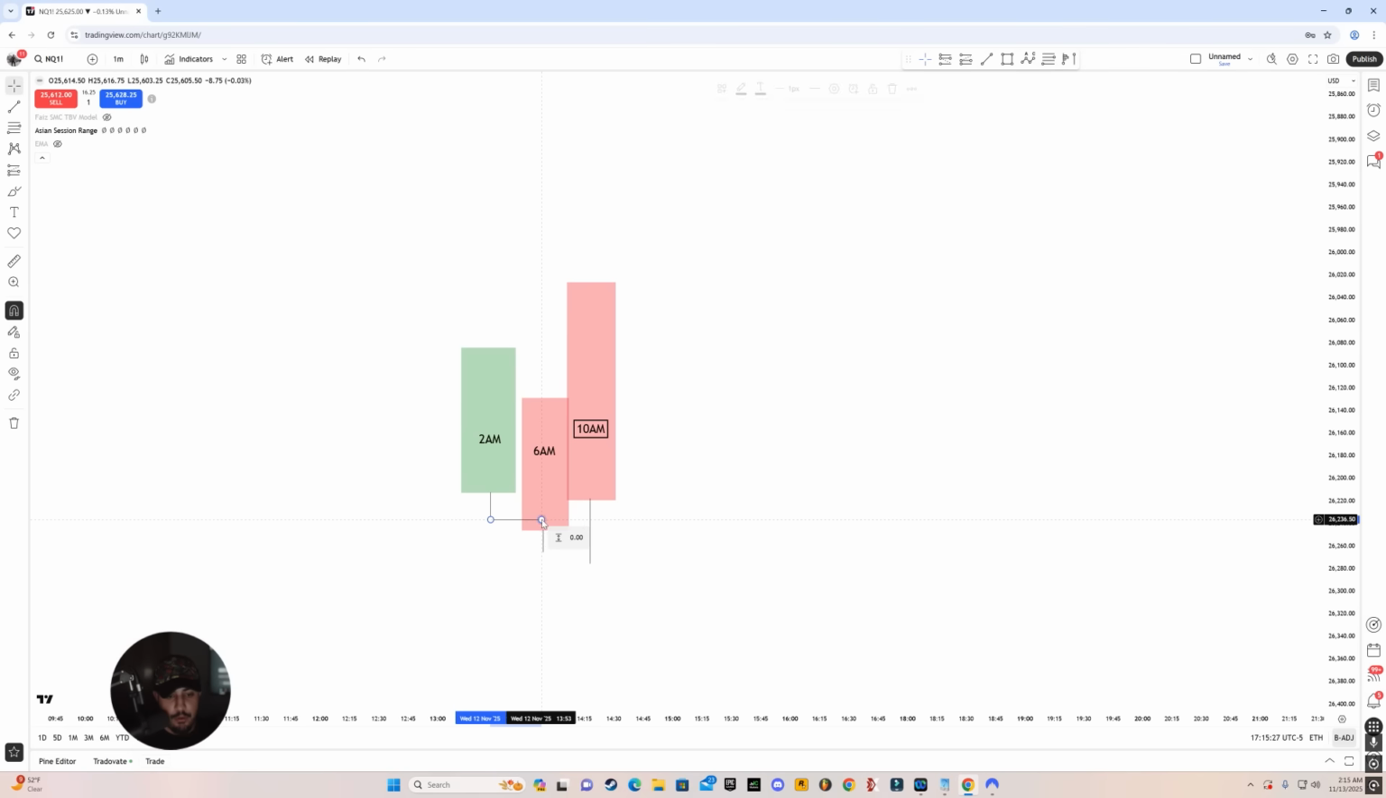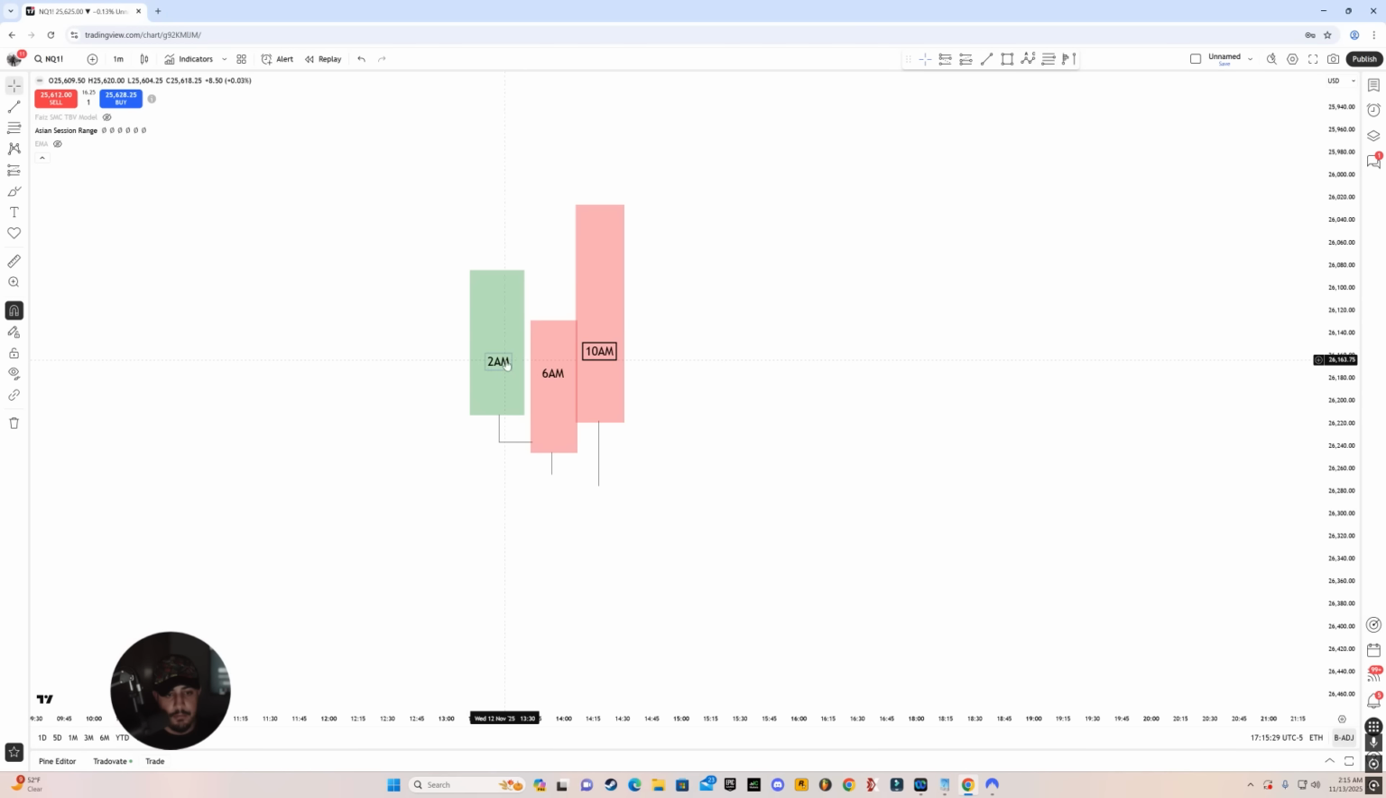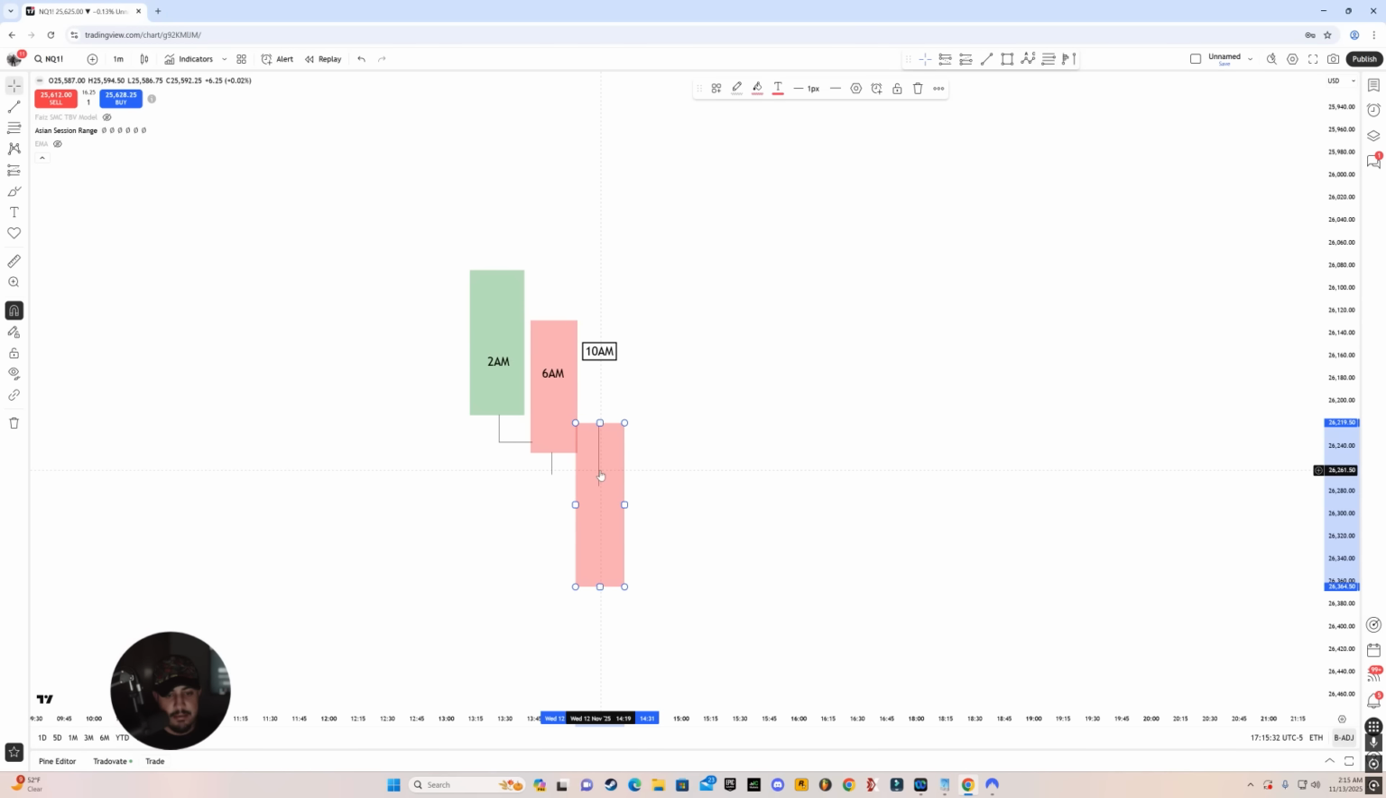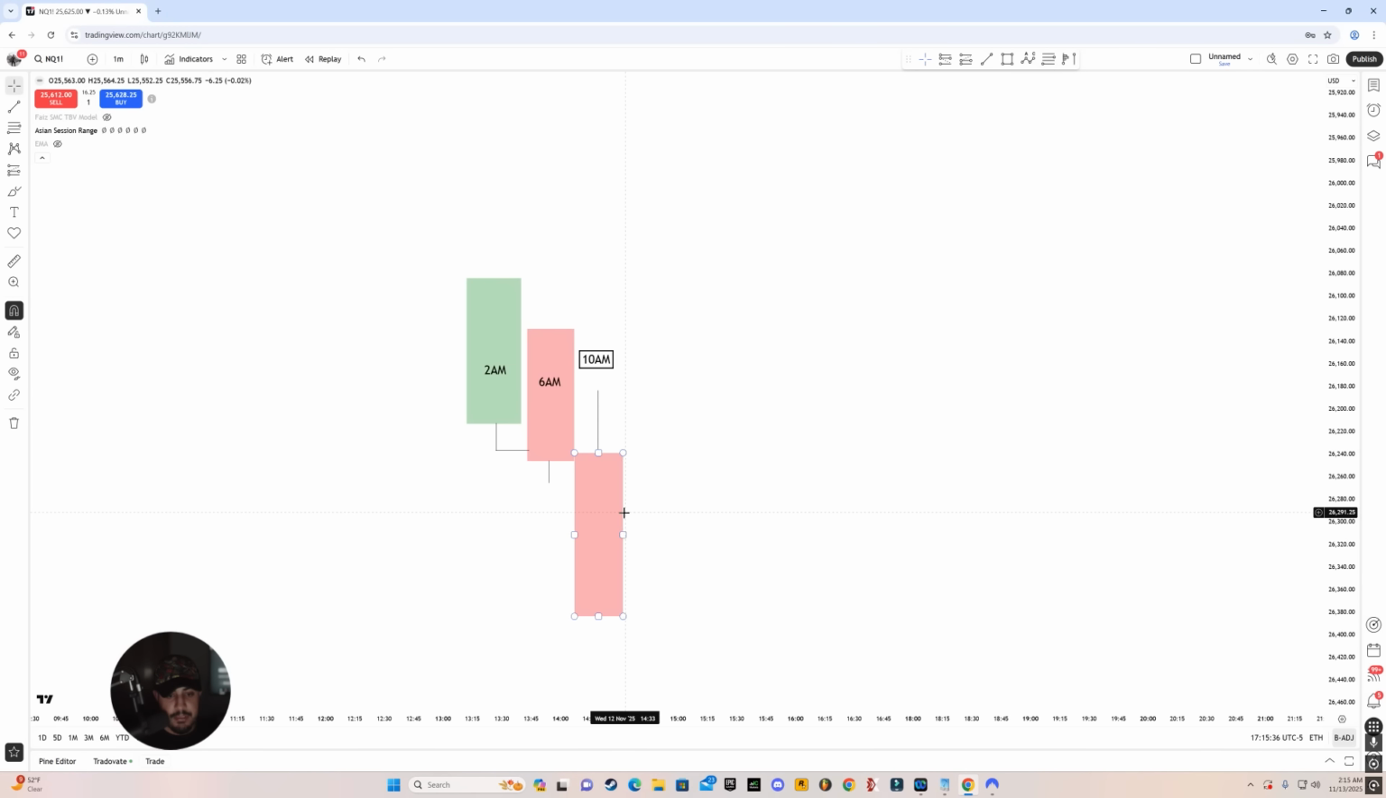And we closed below the low of the 2 a.m. candle. In that case, our bias for the 10 a.m. is going to be what? It's going to be bearish. Yep. It is going to be bearish.